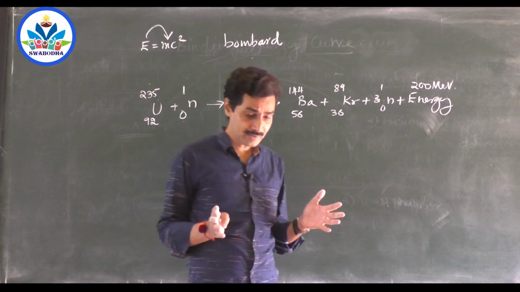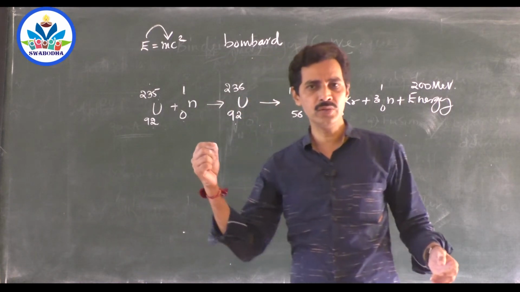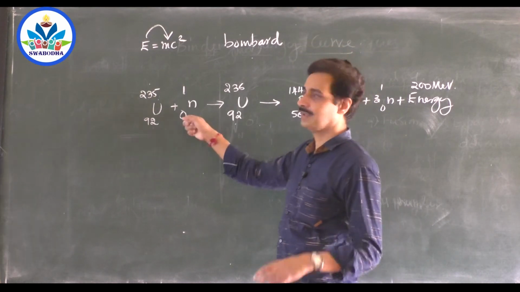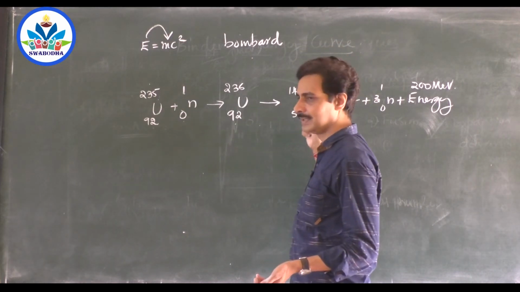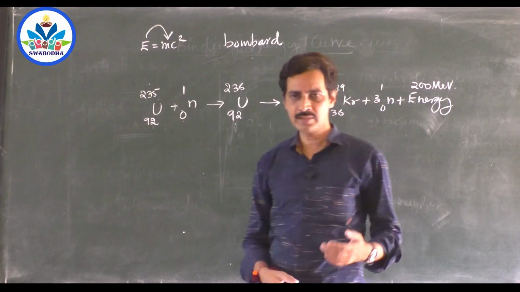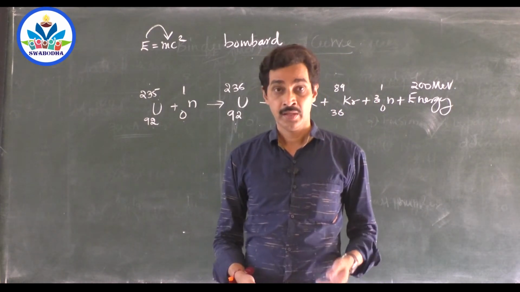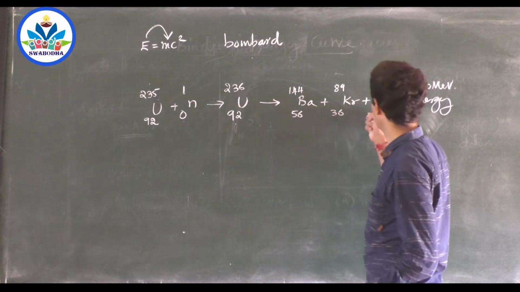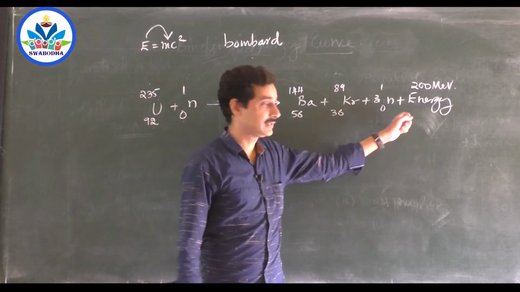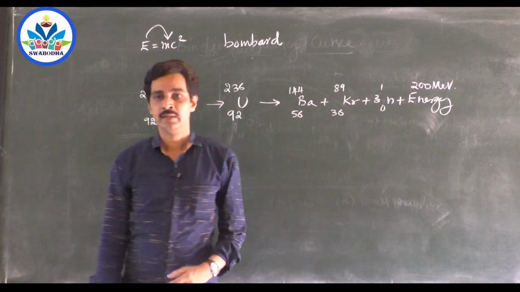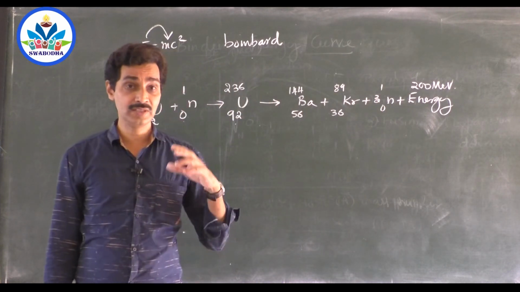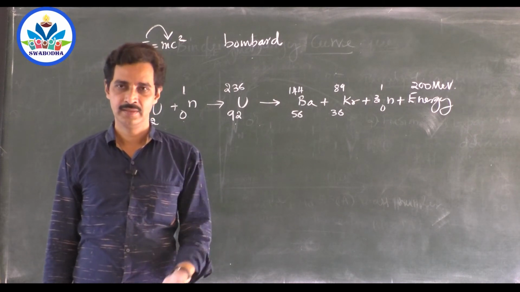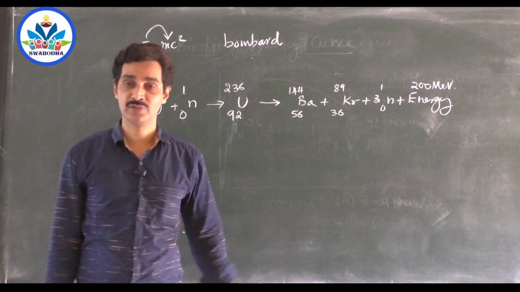So when so many atoms are taken together, you hit one neutron onto one nucleus randomly, and that neutron enters the nucleus and creates instability, which gives the products and a large amount of energy. Along with that energy and the products, you see 3 neutrons are produced. What do these 3 neutrons do? They don't simply keep quiet. They are fast-moving neutrons.